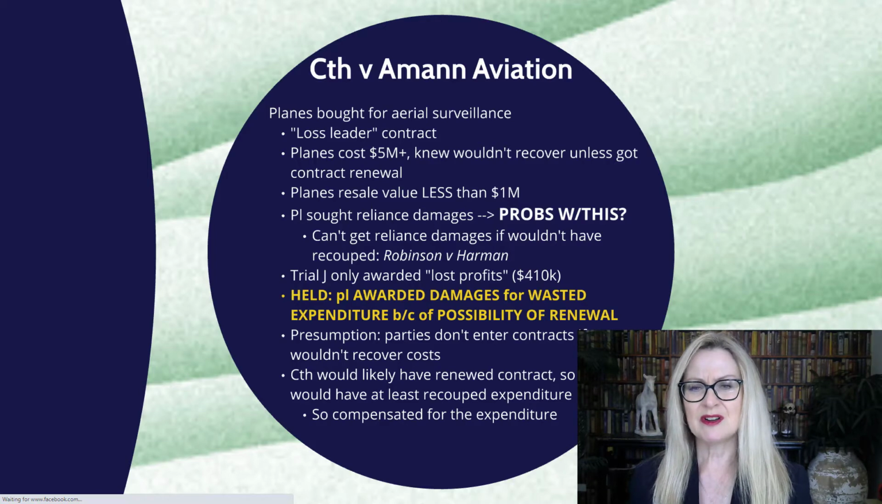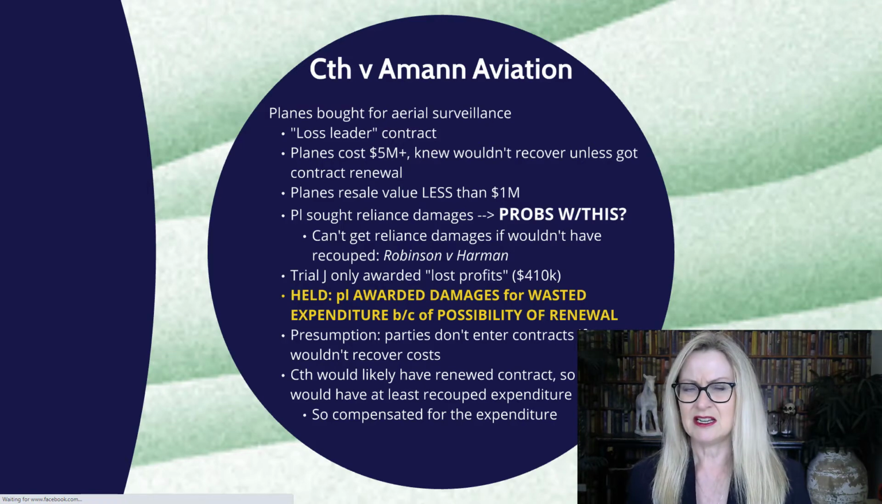The problem was that you can't get wasted expenditure, or money that you've spent in reliance on the contract, if that money wouldn't have been recouped at the end of the contract. Remember, the aim is to get the plaintiff into the position as if the contract had been performed. If you weren't going to make your money back, well, you're not going to get that as wasted expenditure. Accordingly, the trial judge only awarded $410,000, which was the profit that they would have actually made on that first go of the contract term.